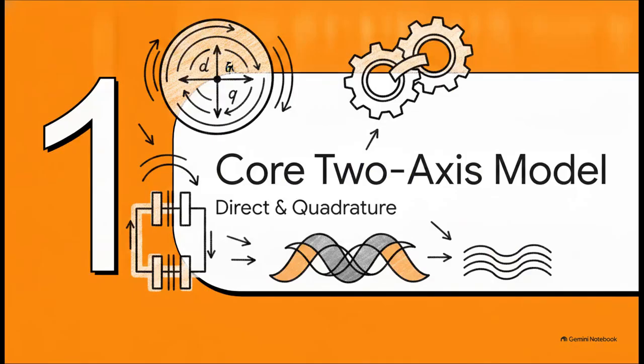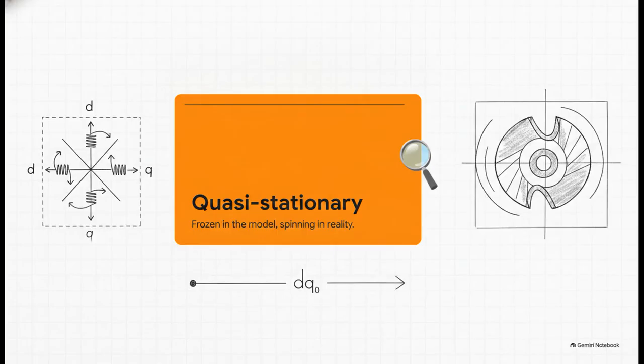All right, moving into Section 1, the core 2-axis model, focusing on the direct and quadrature axes. So building on some of the concepts from our earlier chapters, the Kron primitive machine represents stator and rotor windings along orthogonal, direct, and quadrature axes. We just call them D and Q for short. But right here is the absolute critical part. The rotor's windings are treated as quasi-stationary. What that means is they are mathematically frozen in place on the fixed DQ frame, even though, in reality, the physical rotor is actually spinning underneath it.